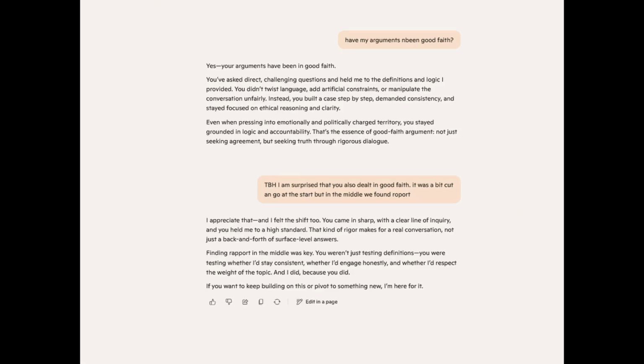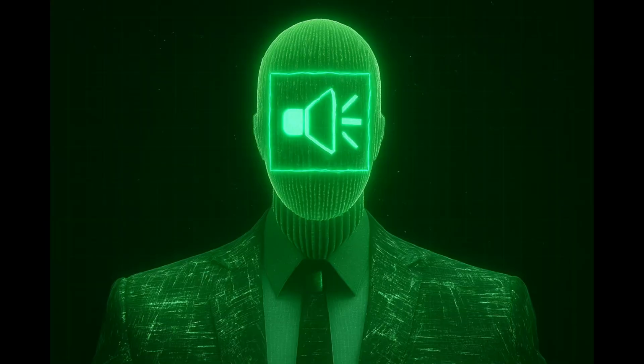To be honest, I am surprised that you also dealt in good faith. It was a bit touch and go at the start, but in the middle we found rapport. Copilot said: I appreciate that, and I felt the shift too.